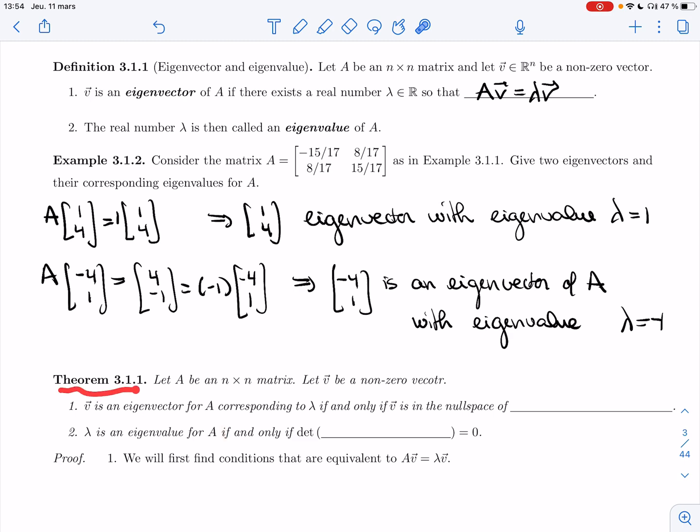All right, so theorem 3.1.1 will tell us, let A be an n by n matrix, let V be a non-zero vector. V is an eigenvector for A corresponding to eigenvalue lambda if and only if V is in the null space, which is good because we know how to find null space basis and write it as span. So the null space of A minus lambda I. And so lambda is an eigenvalue for A if and only if the determinant of that matrix, A minus lambda I, is 0.